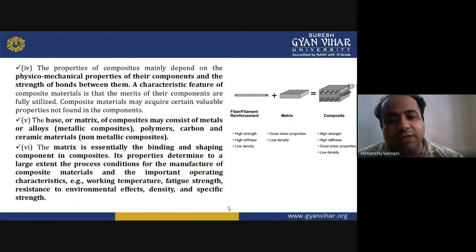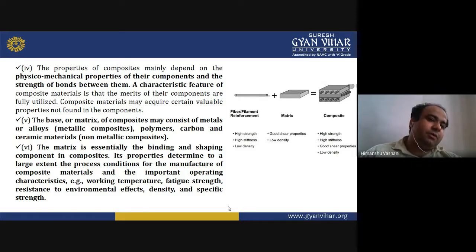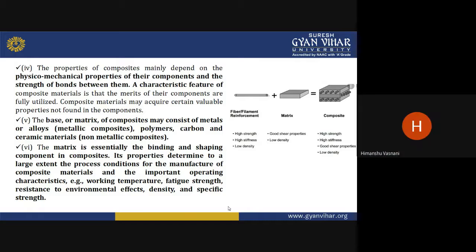So the matrix is essentially the binding and shaping component in composites. Its properties determine to a large extent the process conditions for the manufacture of composite materials and the important operating characteristics. For example, working temperature, fatigue strength, resistance to environment effects, density, and specific strength. Okay, this is how you can easily understand.